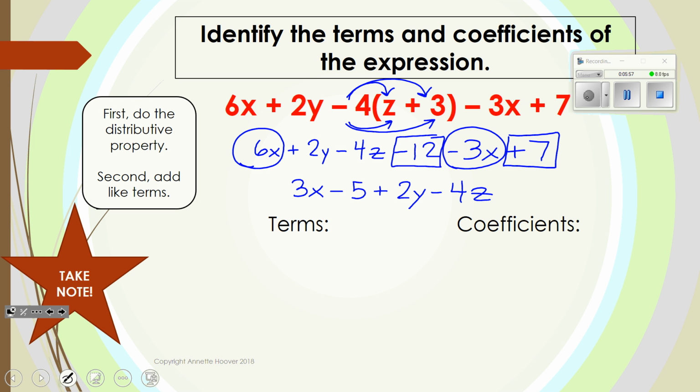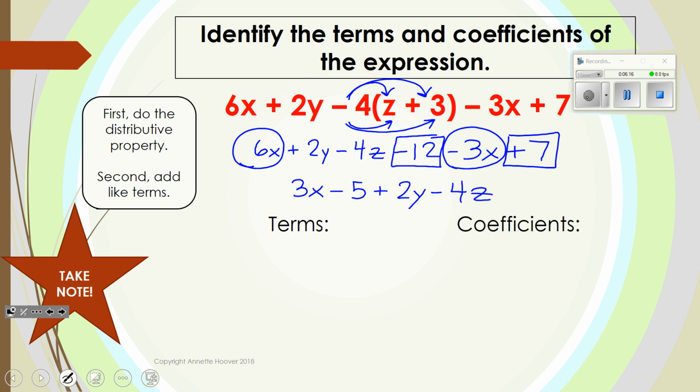Now, it doesn't matter the order necessarily that you write the terms down. Normally, we write them in alphabetical order and put the constant at the end. But for this purpose, just simplify it and make sure you've combined all the like terms. Now, I can ask myself, how many terms do I have?